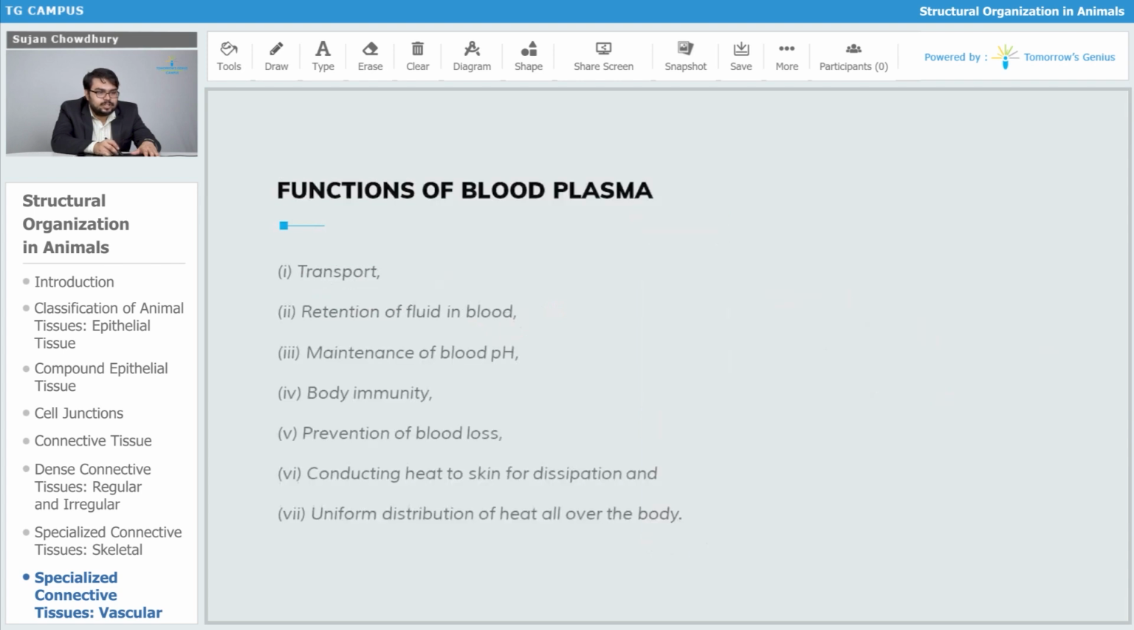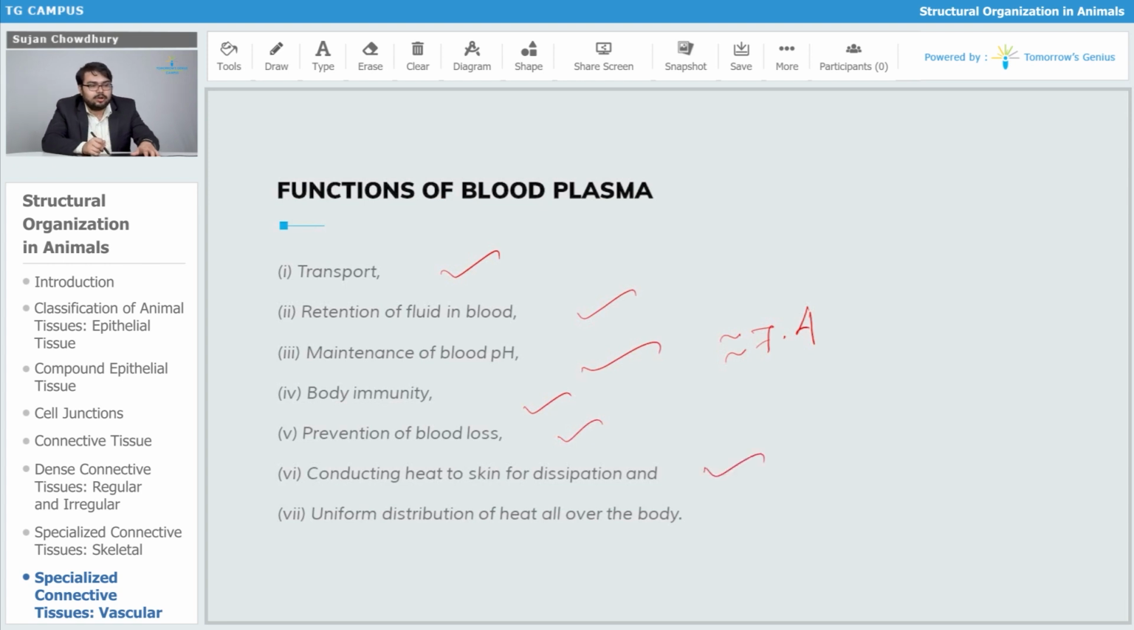So these are the functions of blood plasma as a whole: important for transportation of various substances, important for retention of fluid in blood. Various sorts of fluids are present in the bloodstream. Maintenance of blood pH. We know that the blood pH is almost 7.4. The blood plasma is important for body immunity, as the antibodies are dissolved in the blood plasma. Prevention of blood loss: we know that the blood clotting proteins are present in the plasma.